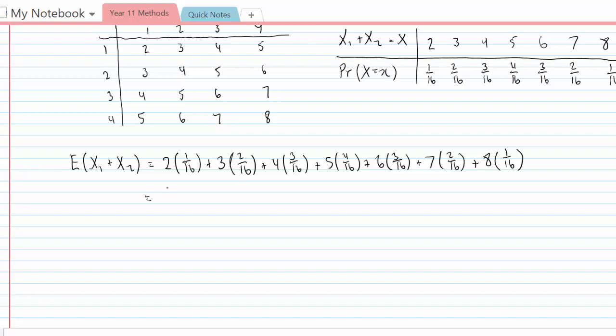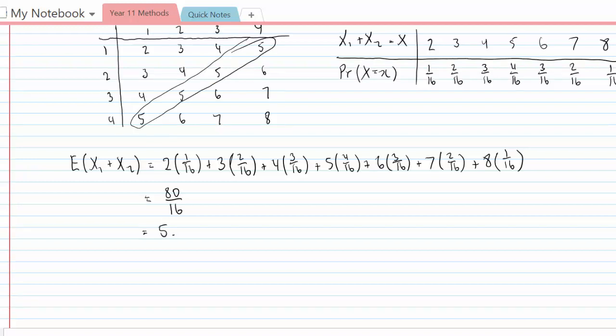So we end up with 80 on 16, which just simplifies to 5. So that's the first part. That's the expected value, and you can see that right here. I mean, 5 is the most common result, so it is what we would probably expect.